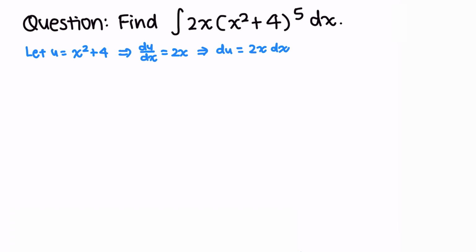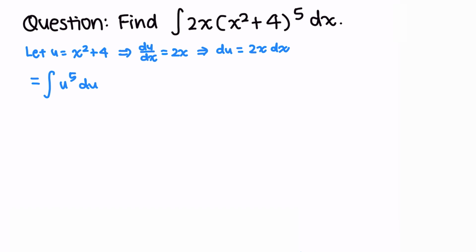Now why is this so significant? Why did I let u equal x squared plus 4? Because this will just become u. And if you look here, 2x dx is actually just du. So these two become du. So actually, this integral just becomes, if you look, x squared plus 4 becomes u. So this becomes u to the power of 5. And then here we are replacing 2x dx with du. And that's it. We'll just get the integral of u to the power of 5 du.